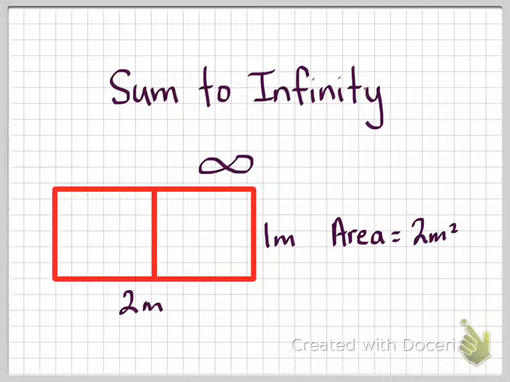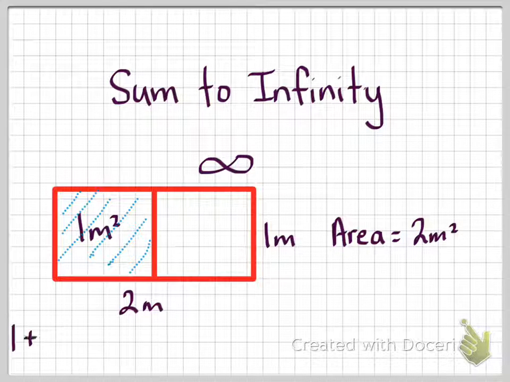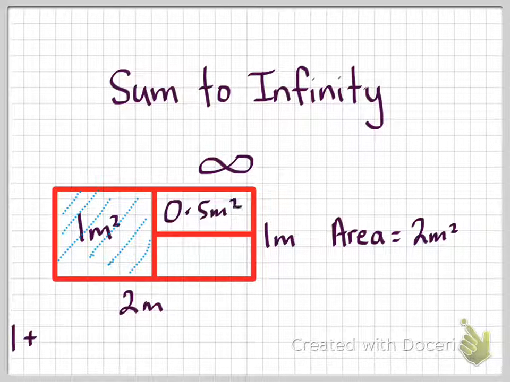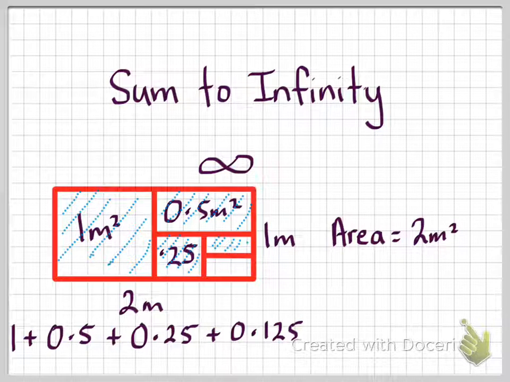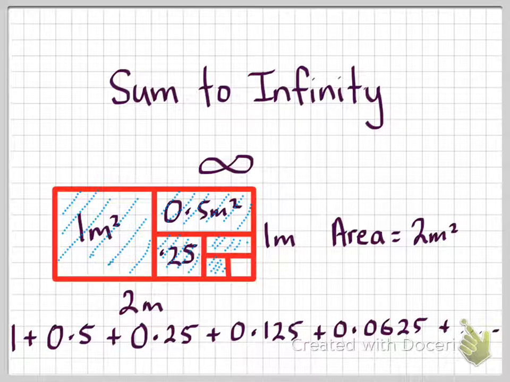So I'm going to break this down into a sequence. We're going to take the first one there. That's 1 meter squared. I'm going to cut the second box into half, so we've got half a meter squared. We write that down. And then we take the remaining area and cut that in half. It's 0.25 meters squared. Write that down. Then do the same with the next piece and the next piece and so on.